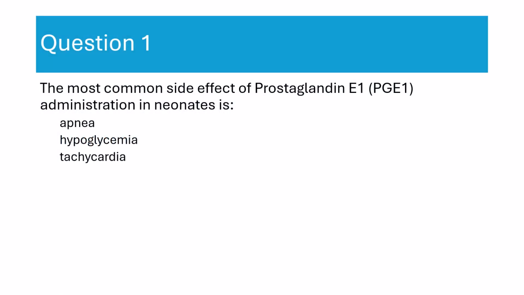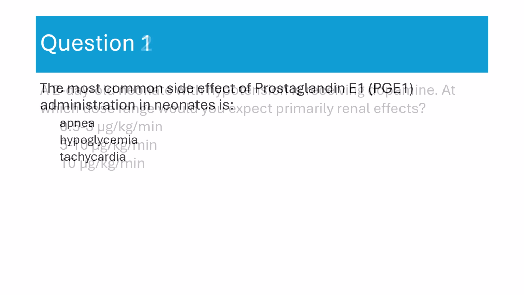The most common side effect of prostaglandin E1, PGE1 administration in neonates is: apnea, hypoglycemia, tachycardia. The correct choice is apnea. This question is testing your knowledge of prostaglandin E1 side effects, particularly the most common adverse reaction. Apnea is the most frequently observed side effect of PGE1, occurring in up to 12 to 20% of infants receiving the medication, and may necessitate ventilatory support. Hypoglycemia is incorrect, because while it can occur with PGE1, it's not the most common side effect. Tachycardia is incorrect, because PGE1 more commonly causes hypotension rather than tachycardia.